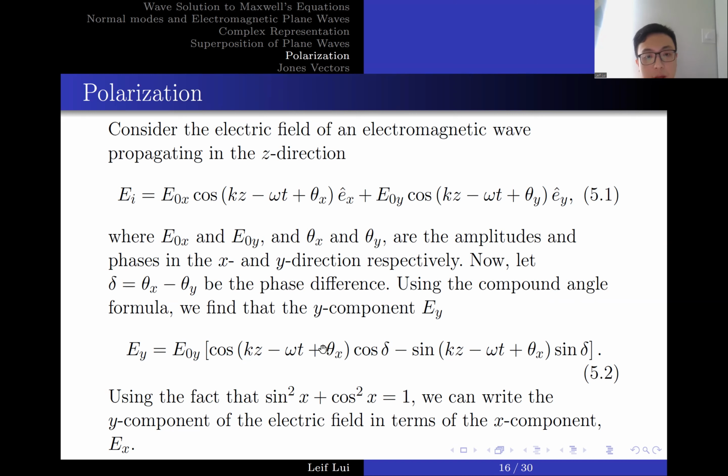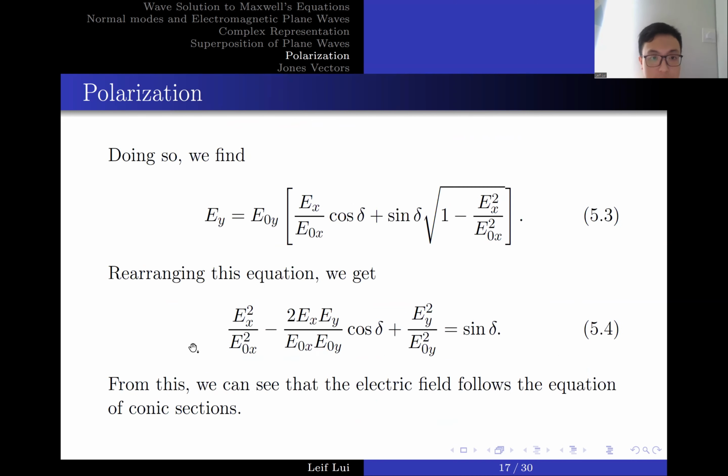And using this, we can write this entire electric field component, this y electric field component, in terms of the x electric field component. So let us do that. So we get this equation. So remember this, the subscripts with the 0 are just constants, whereas the ones without the zeros are the components of the electric fields. So if we rearrange the equation, we get this.